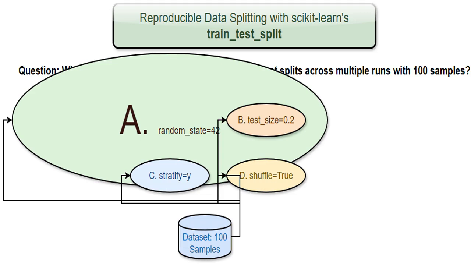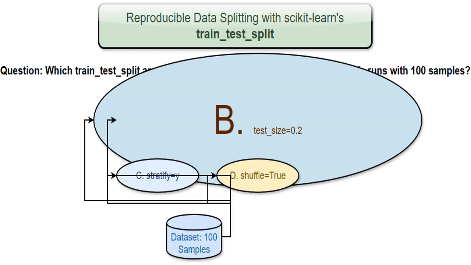Setting random_state to a number, like 42, is like giving the random number generator a specific starting point. Think of it as setting the seed for the random numbers used to split the data. Every time I use the same seed, I get the same shuffle and the same split.